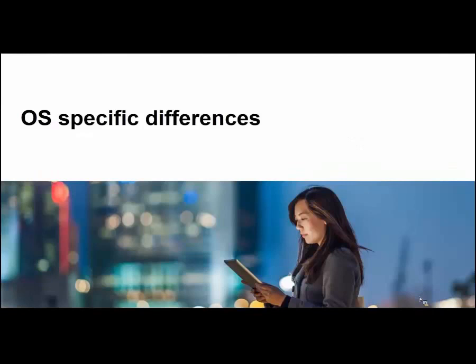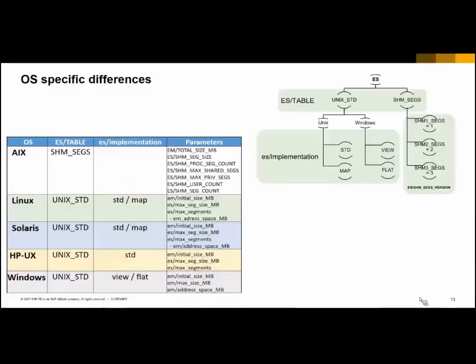There are some differences that we should take into account depending on the operating system. I would like to mention them. The first parameter that we should take care of is ES/TABLE. It can be set to UNIX_STD or SHM_SEGS. This parameter defines which memory implementation will be used. If this parameter is wrongly set, the system may not behave as expected. AIX platform works with segments, so only for this platform, the parameter should be set to SHM_SEGS.